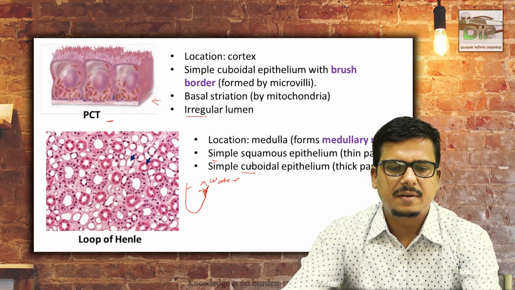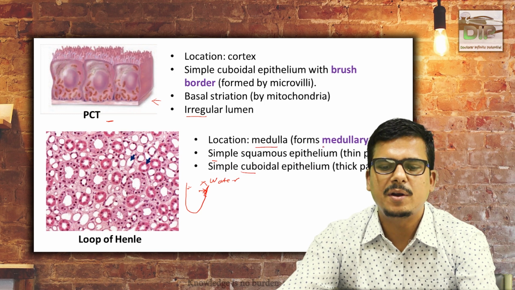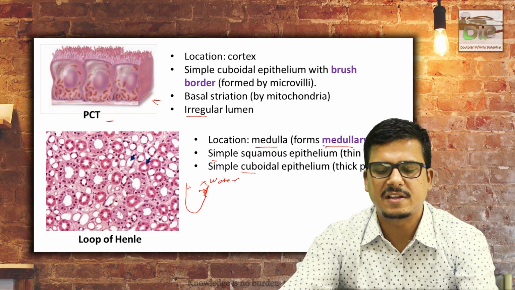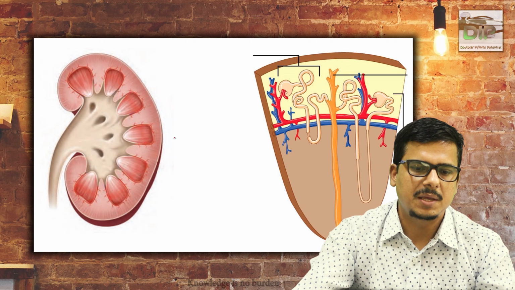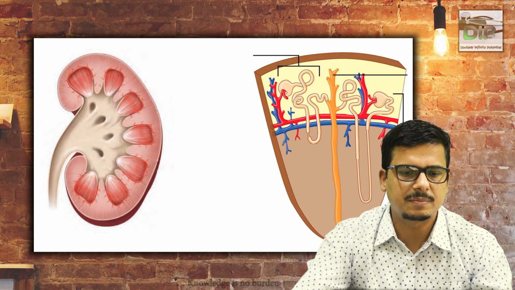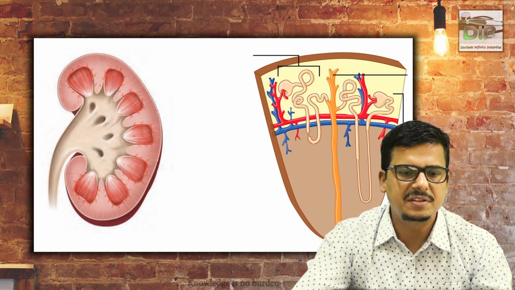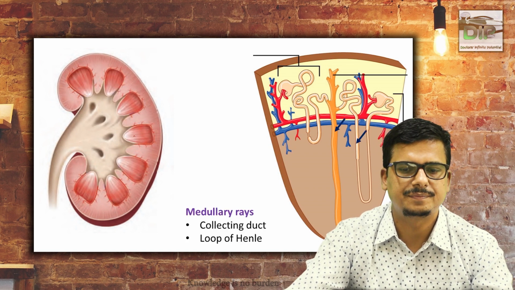In the previous slide, we said that the loop of Henle lies in the medulla and forms the medullary rays. What are medullary rays? If you see the macroscopic anatomy of this sagittal section of the kidney, you will see longitudinal lining in the renal pyramid. You will see small lines in the renal pyramid. These are called the medullary rays.